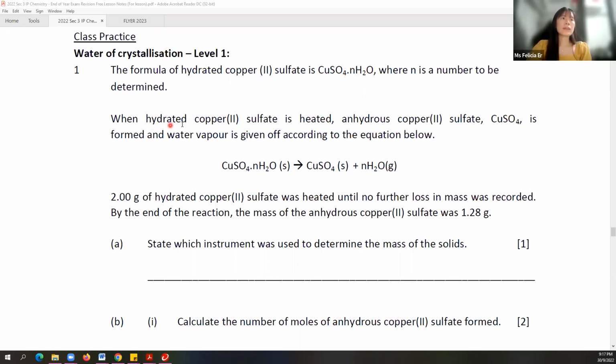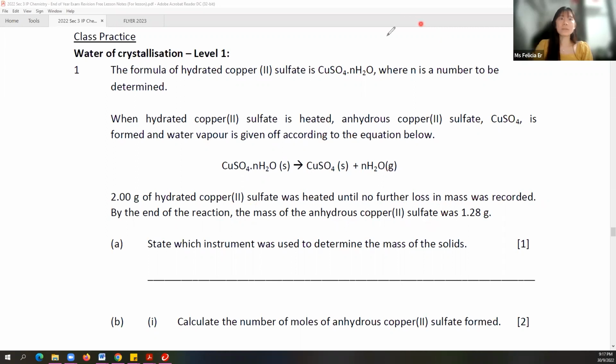So they said that when hydrated copper 2 sulfate is heated, it forms anhydrous copper 2 sulfate, which is this. Hydrated means got water. Anhydrous means the opposite, so no water. Water vapor is given off as shown here. They said that 2 grams of hydrated copper 2 sulfate was heated until no further loss in mass was recorded. By the end of the reaction, the mass of the anhydrous copper 2 sulfate is this.